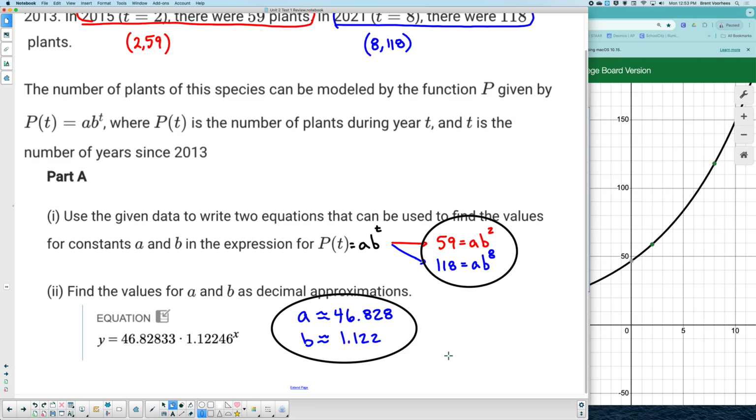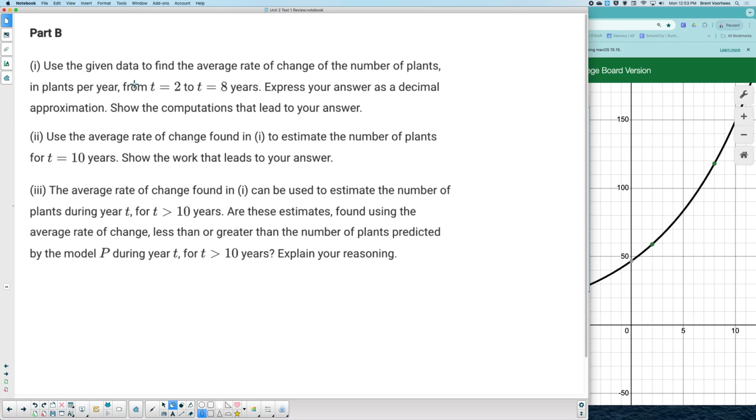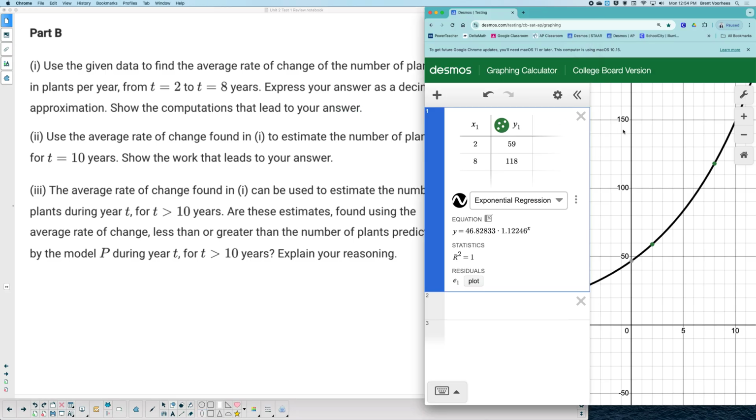Okay, on part B. Part B has to do with the AROC. So on this type of free response, part B will deal with the AROC. It says use the data to find the average rate of change in the number of plants from 2 to 8 years. Express your answer as a decimal approximation. Show the computations that lead to your answer. You have to show your work, but here's a way you can get this.